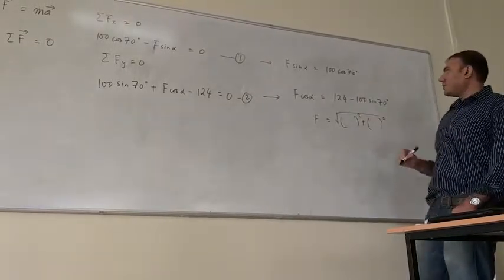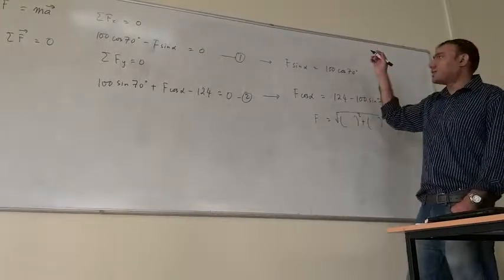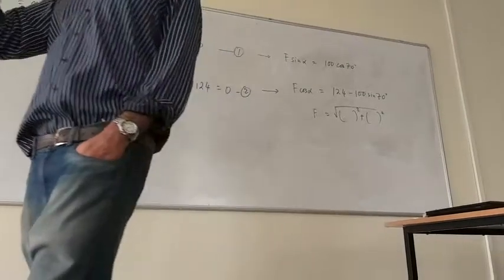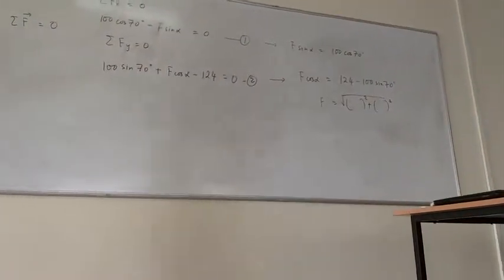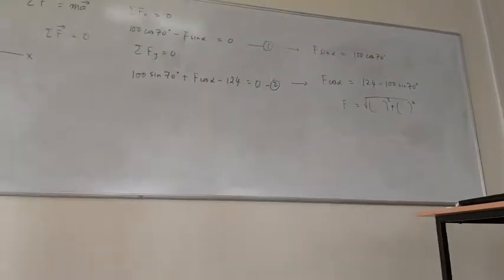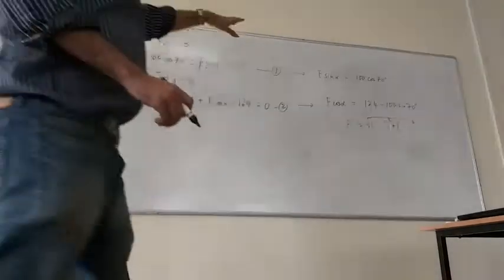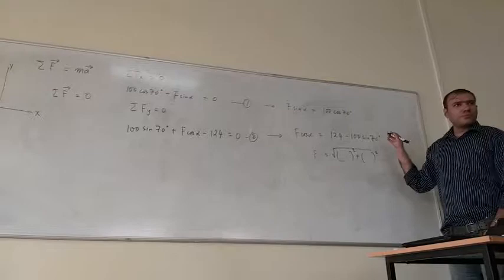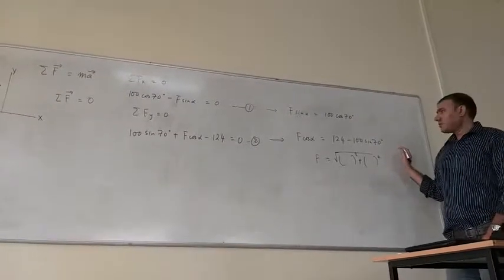So f would be the square root of whatever this squared comes out to be plus whatever this squared comes out to be. If you have a calculator, then in the exams, put in cosine 70, sine 70 and do the calculation. I think it comes out to be some 45 units or something.